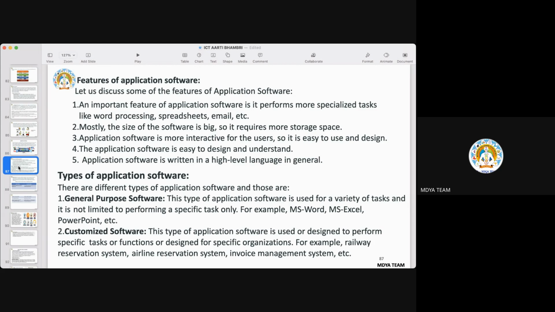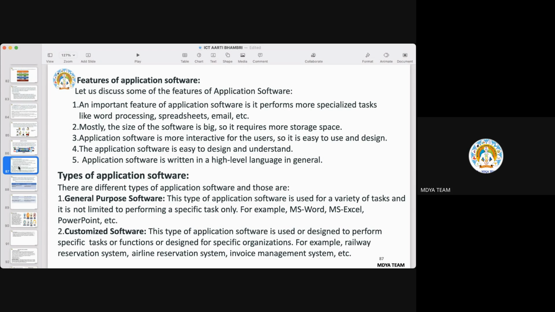Types of application software are again of two types: general purpose and customized software. Sometimes there is inbuilt common type of application software, like if you are purchasing Microsoft Windows, then MS Word, Excel, PowerPoint, you will get them there. This type of application software is used for a variety of tasks, and is not limited to performing a specific task only.